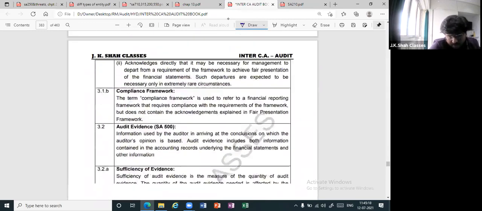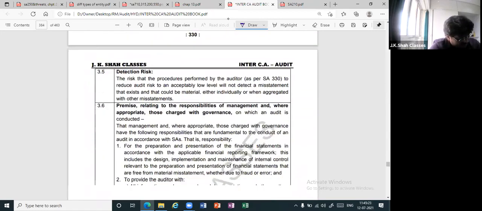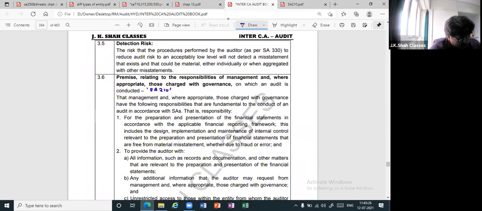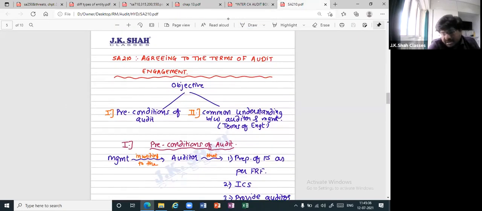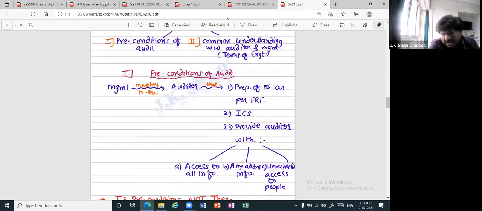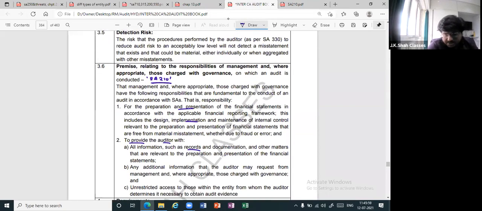Thereafter, go down. Auditor's inherent risk, detection risk, everything we have done. This also we have done. This was SA 210, preconditions of audit. I told you in SA 210, objective has two parts: preconditions and common understanding of the terms of engagement. Preconditions is management has to give in writing to the auditor that the preparation of FS is their responsibility, to design, implement and maintain the ICS is their responsibility, and provide the auditor with access to all information, access to people and access to all additional information, whichever I want. Same preparation, presentation, ICS, and providing the auditor access as in SA 210. So don't worry about that.